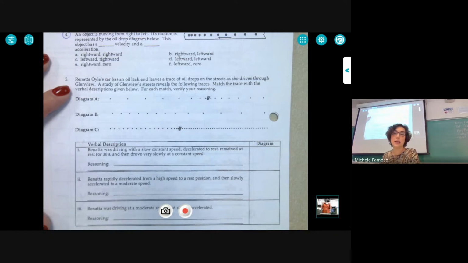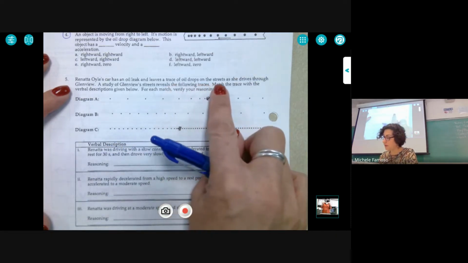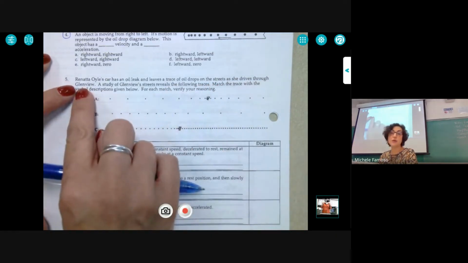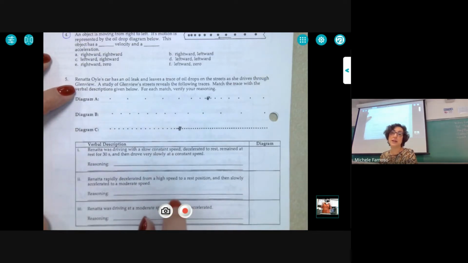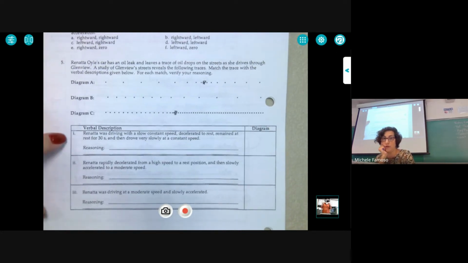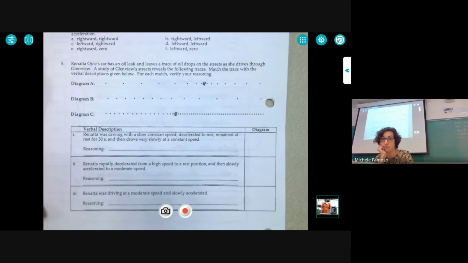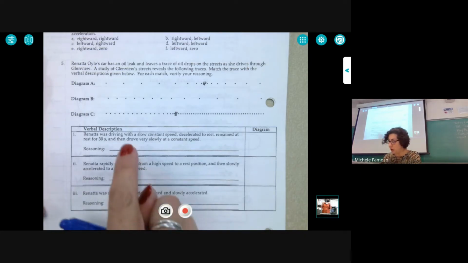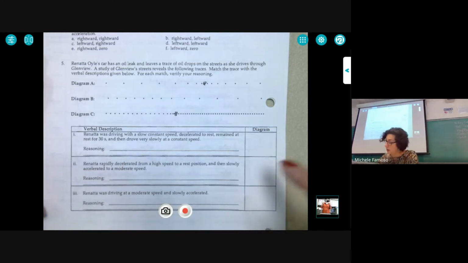Her car has an oil leak, and it's leaving a trace of oil drops on the streets as she travels through Glenview, which is the name of the city where this particular website is created, Glenview High School outside of Chicago. So a study of Glenview's streets reveals the following traces. I want you to match the trace with the verbal description. And then it says for each match, verify your reasoning. You don't need to do that. So basically, you have to tell me which ticker tape goes with which description. And we're going to do that over here.